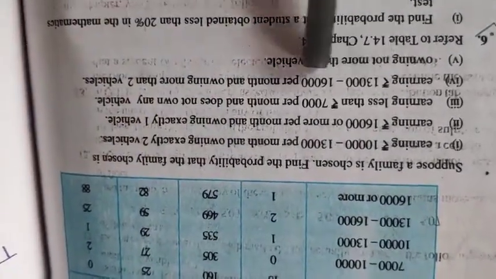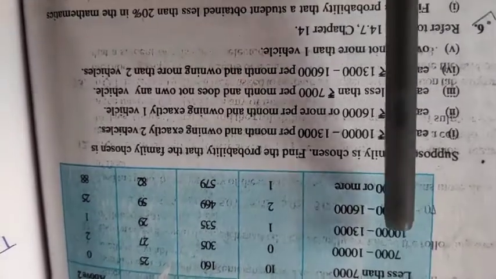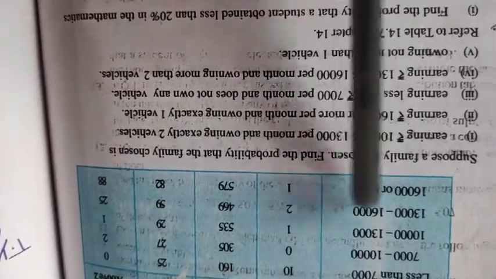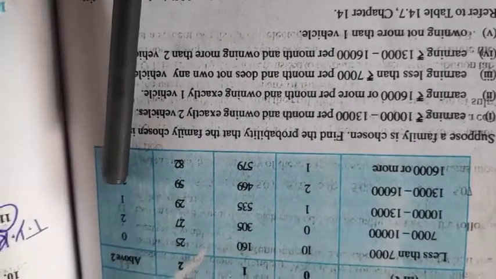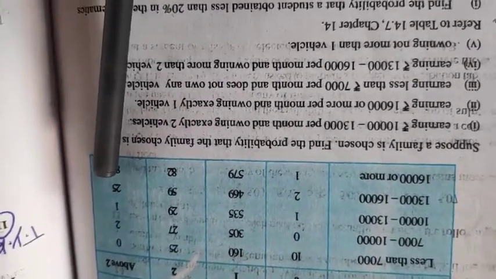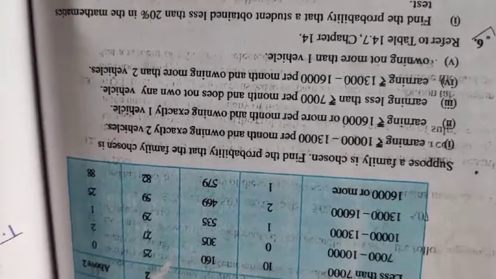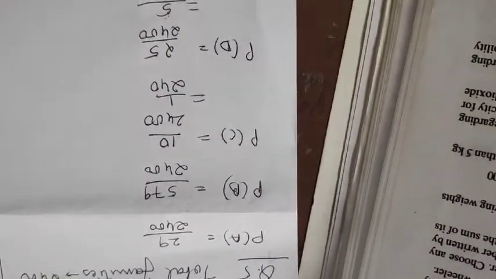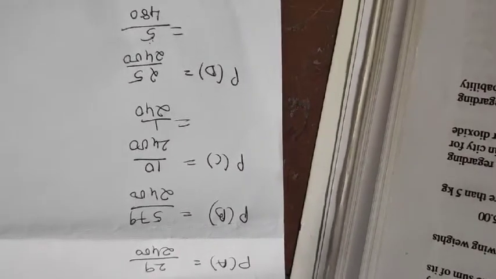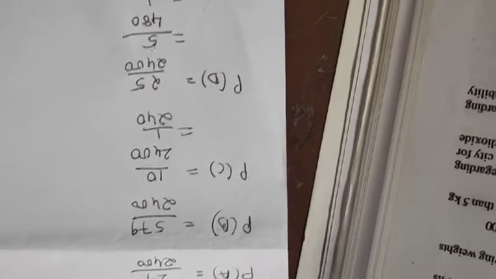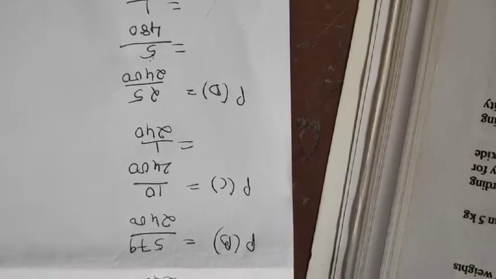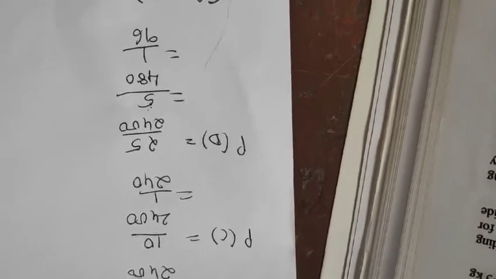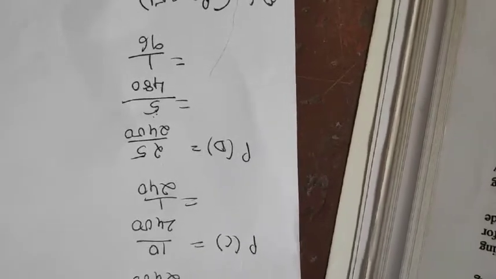Last one is 13,000 to 16,000 per month. That is the second last row. And how many vehicles? More than 2. More than 2 means last one, 25. So 25 upon 2400. So this is how the complete sum will be tabularized. First one 29 upon 2400. Second one 579 upon 2400. Third one can be reduced, it will become 1 by 240. And fourth one also can be reduced, so it will become 1 by 96 finally. Got the sum, fifth one?